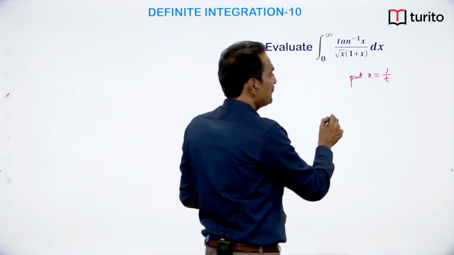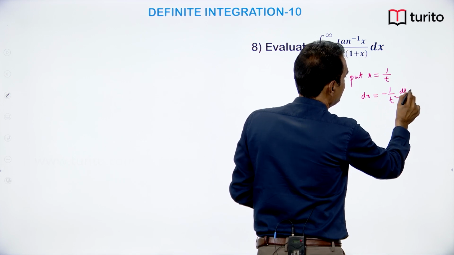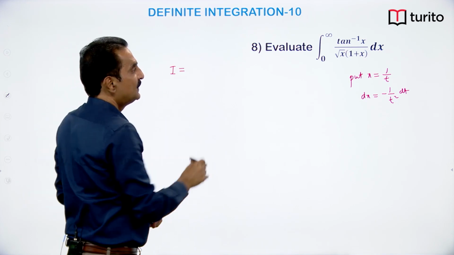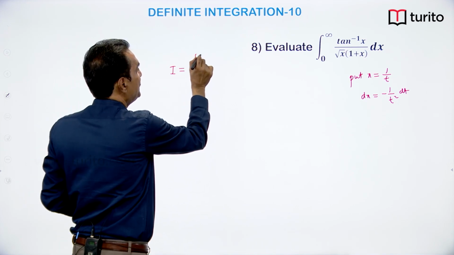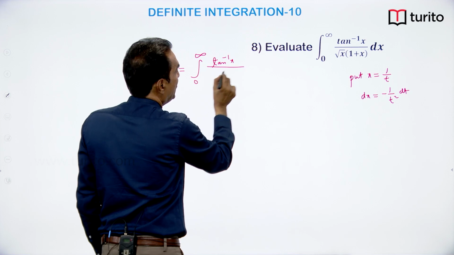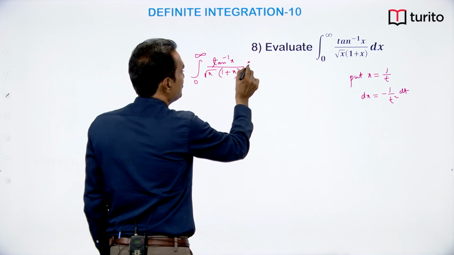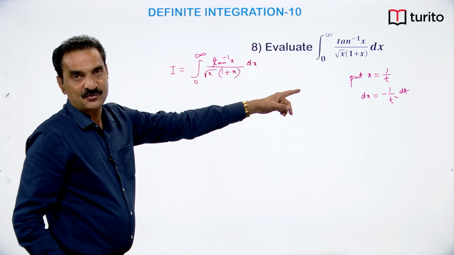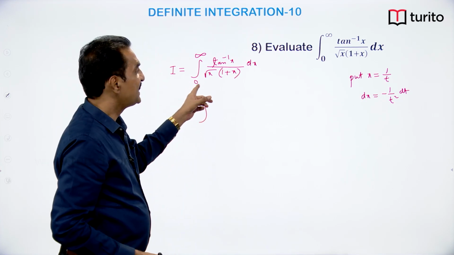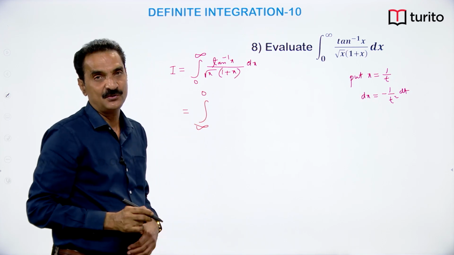Then dx is equal to minus 1 by t square dt. Take the given integral as I. I is integral 0 to infinity tan inverse x by root x into 1 plus x dx. Applying that substitution, what will be the new limits? If x tends to 0, t tends to infinity. If x tends to infinity, t tends to 0.